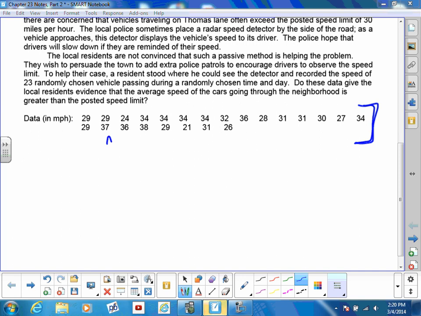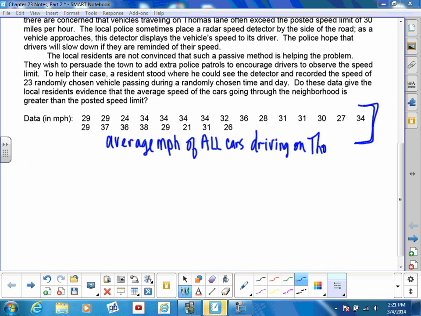Okay, so we are going to infer about the average speed of, it's always good to emphasize population here, that you know you're going to infer about an entire population. So I'm going to make sure you know I'm making an inference about all cars driving on Thomas Lane. Now, how should I notate that? What letter should be used? A mu, because this is a population average. Okay, so that's the P.